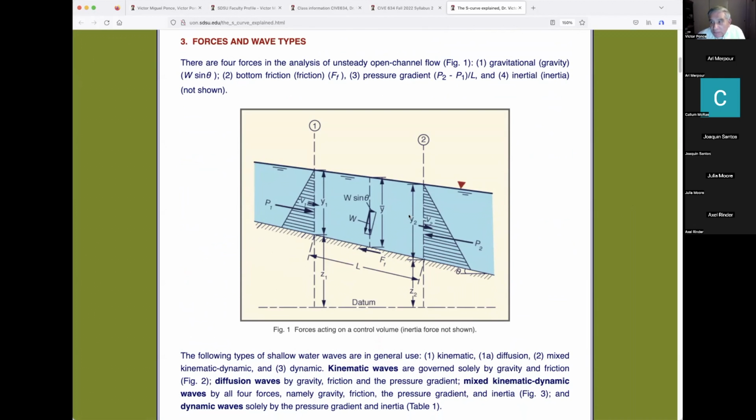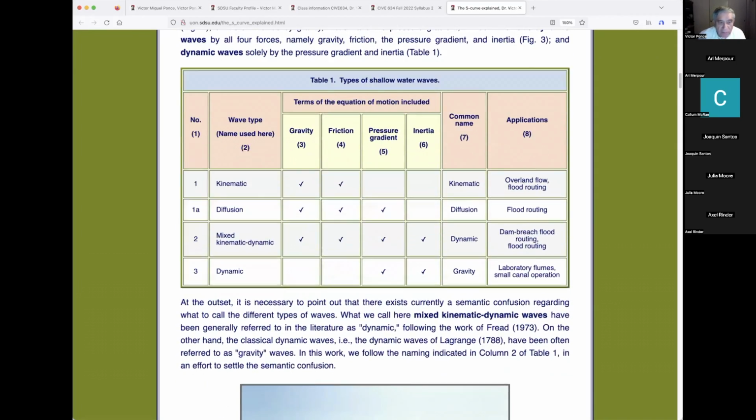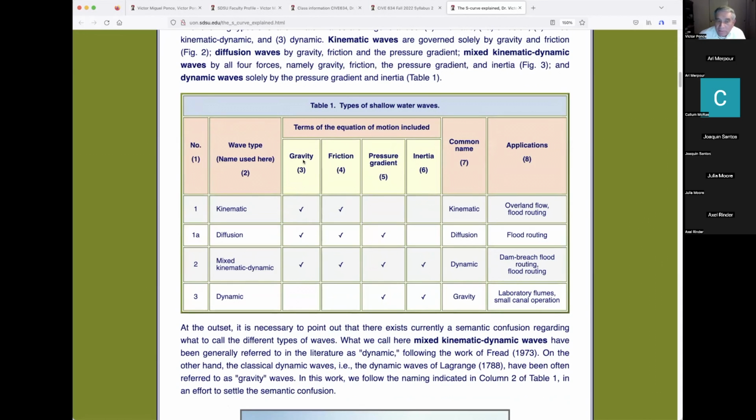The inertia is the unbalanced force, meaning, according to Newton, if there was a force that was unbalanced, there was a force that came up against of the same magnitude in a different direction. That's called inertia force. We could not plot inertia force in here. But there's 4 forces, right? Gravity, gravitational force, friction at the bottom, pressure gradient, which is the difference in depth between upstream and downstream, and inertia. So then the question is, now going back to notation and what we call things, what are the wave types? Kinematic, we know now, it's gravity and friction. Diffusion is gravity, friction, and pressure gradient.